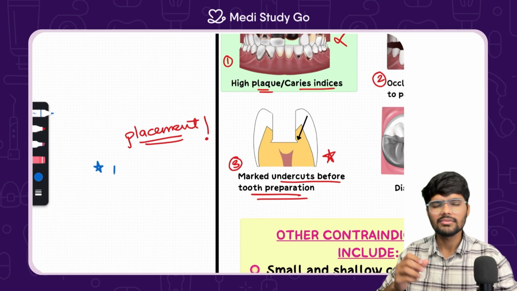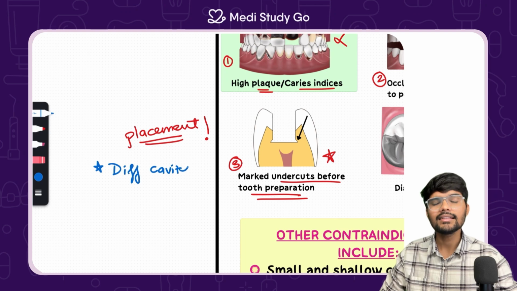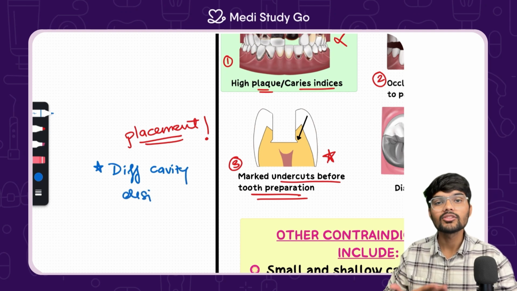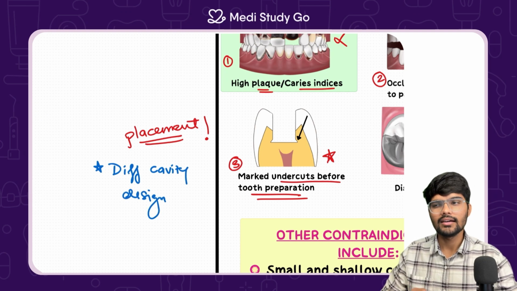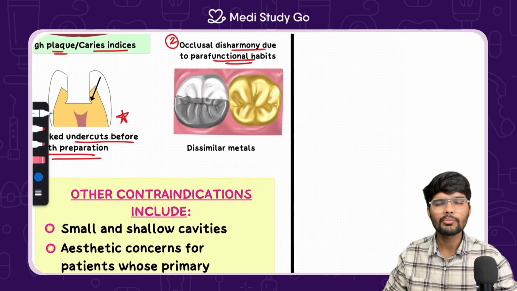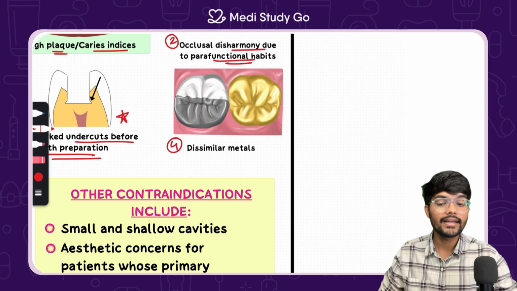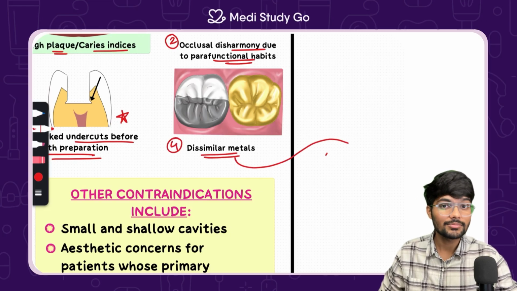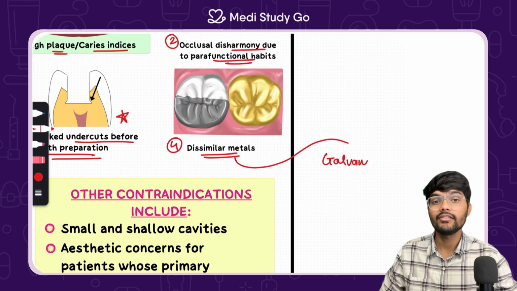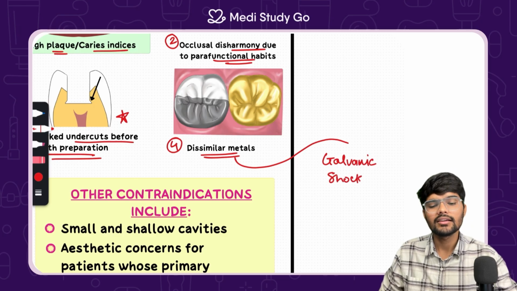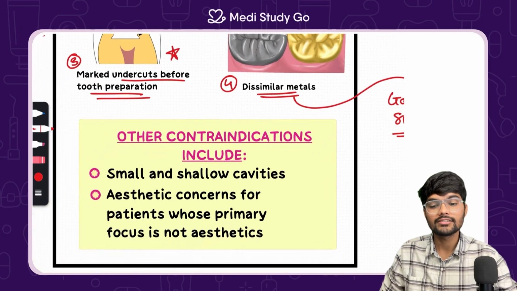So it is very obvious that we need a different kind of cavity design rather than basic what we have for amalgam or something like that. There are basic differences which we are also going to go through, probably not in this video. After that, the fourth contraindication is dissimilar metals because obviously we do not want galvanic shock. There are some other small contraindications. We'll go through those as well.